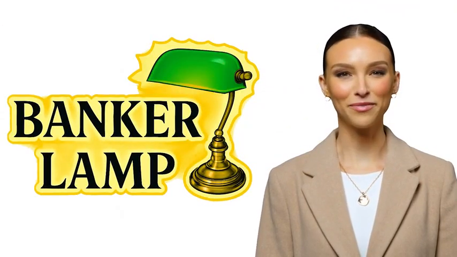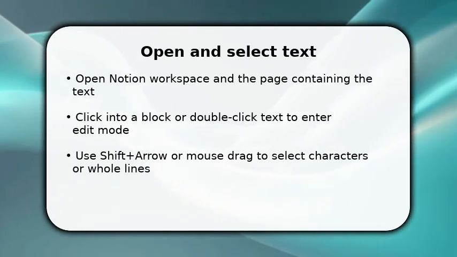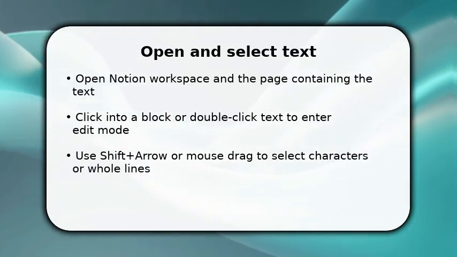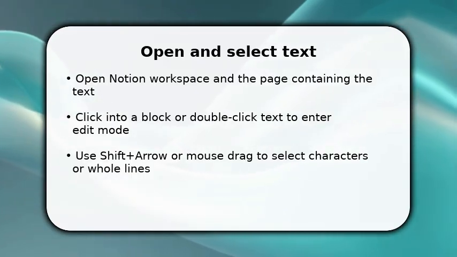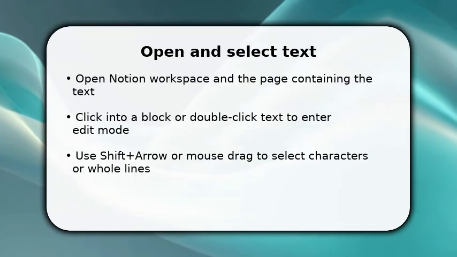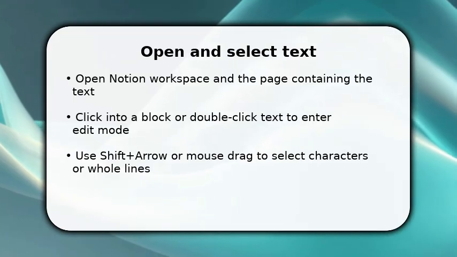Please enjoy the video. You start by opening the Notion page that already contains the content you want to change. Click a block or double-click any text to enter edit mode. This puts you in direct control of the characters. Use Shift plus arrow keys or drag with the mouse to select a word, sentence, or entire block.